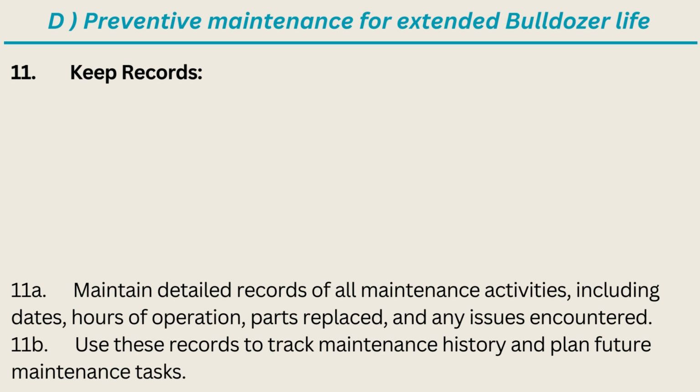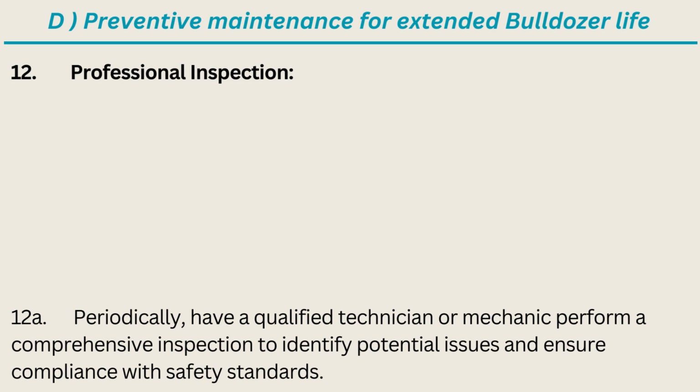11. Keep records. 11A. Maintain detailed records of all maintenance activities, including dates, hours of operation, parts replaced, and any issues encountered. 11B. Use these records to track maintenance history and plan future maintenance tasks. 12. Professional inspection. 12A. Periodically, have a qualified technician or mechanic perform a comprehensive inspection to identify potential issues and ensure compliance with safety standards.